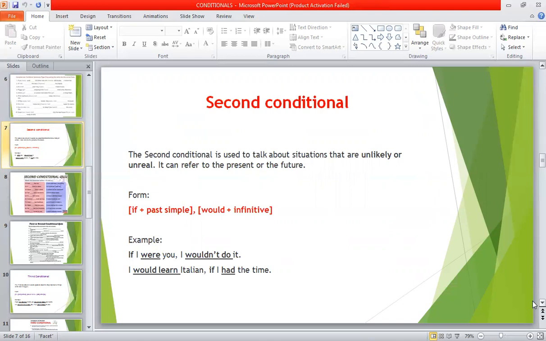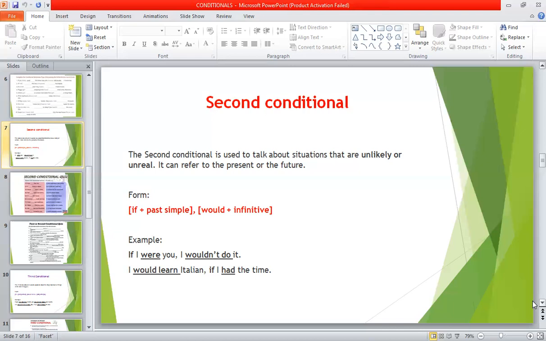So again, here in second conditional, the same idea as first conditional, we talk about present or future. But in first conditional, things are likely to happen, possible to happen. But in second conditional, things are unlikely to happen or unreal. Here, the tense is past simple. First conditional was present simple. Here we use past simple. In first conditional, the second clause was will. Here the second clause is would. So here it's the second conditional.